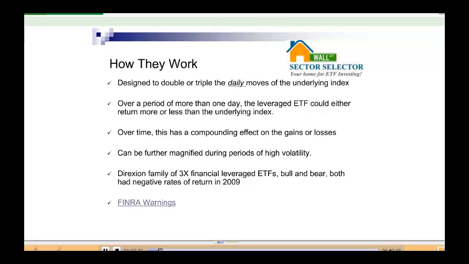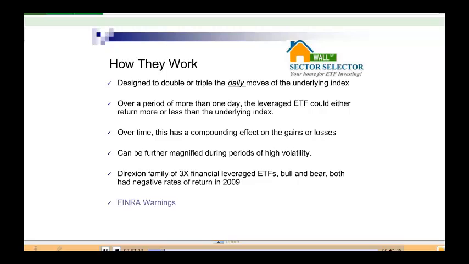And so that is really an opportunity for day traders like you because they're repriced daily, not meant to be held for more than one day. And over a period of more than one day, the leverage ETF can either go against you or for you. It can compound in your favor or compound against you, depending on the movement of the market. That compounding effect over time will affect your gains and losses. And of course, during a period of high volatility like right now, that's even more amplified.